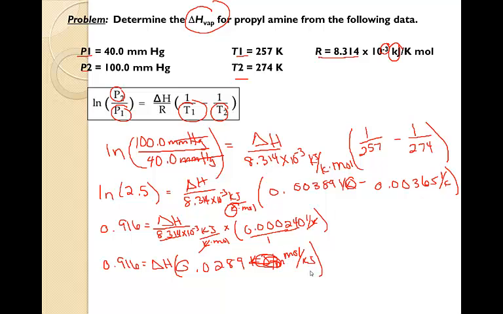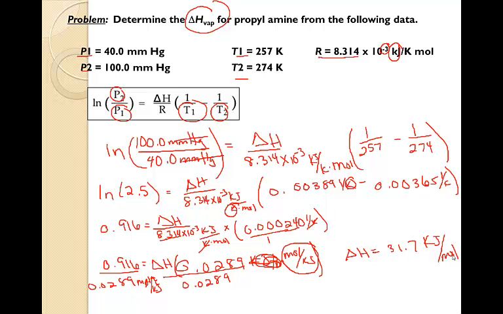Now I want to get the delta H by itself, so I'm going to divide both sides by 0.0289. That's going to leave me with a delta H equal to 31.7. Since I'm dividing by moles per kilojoule over here, these two units are going to flip-flop back to be kilojoules per mole. And that's how you solve the delta H of vaporization using the Clausius-Clapeyron equation.